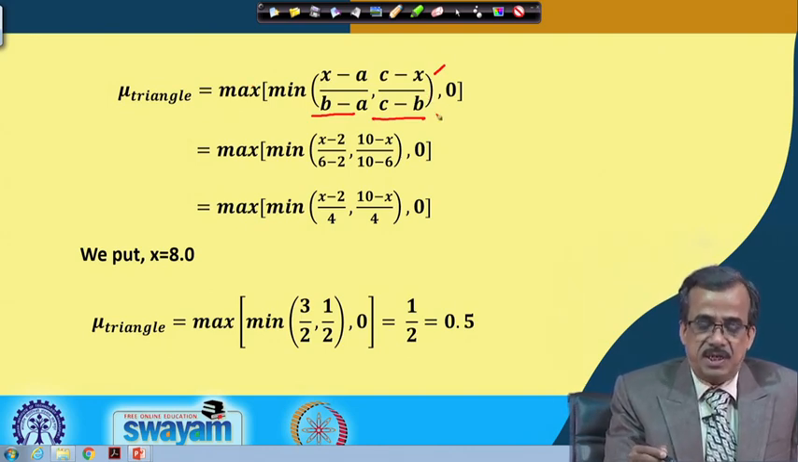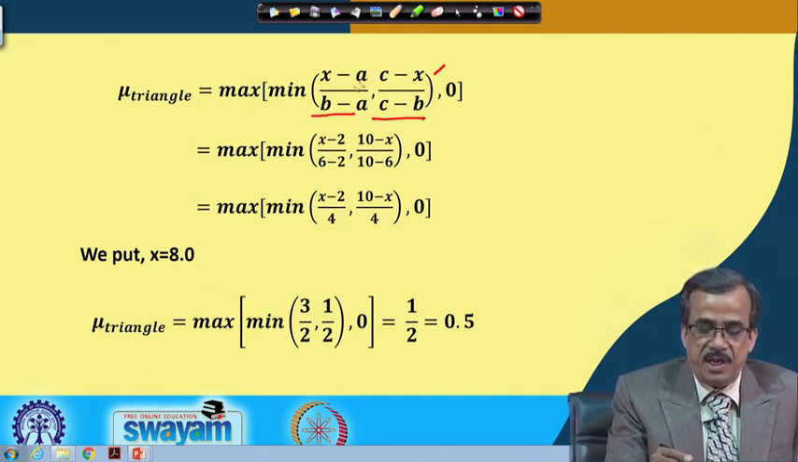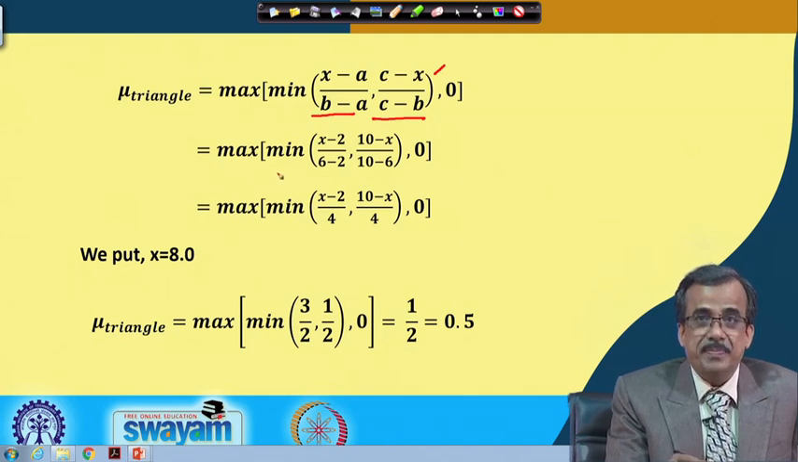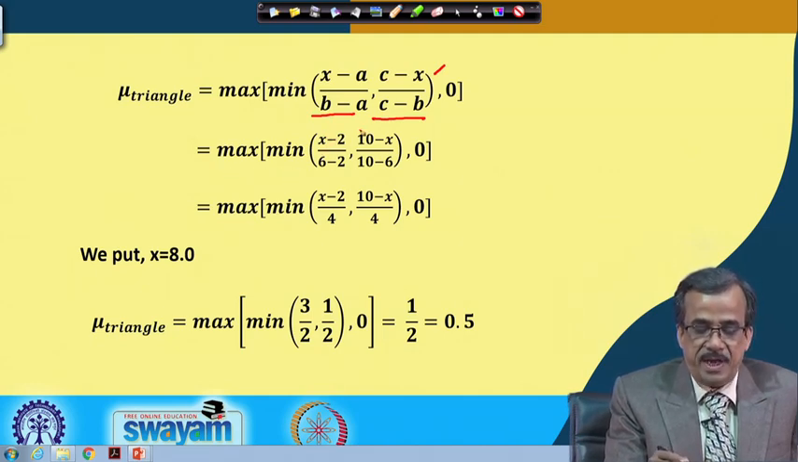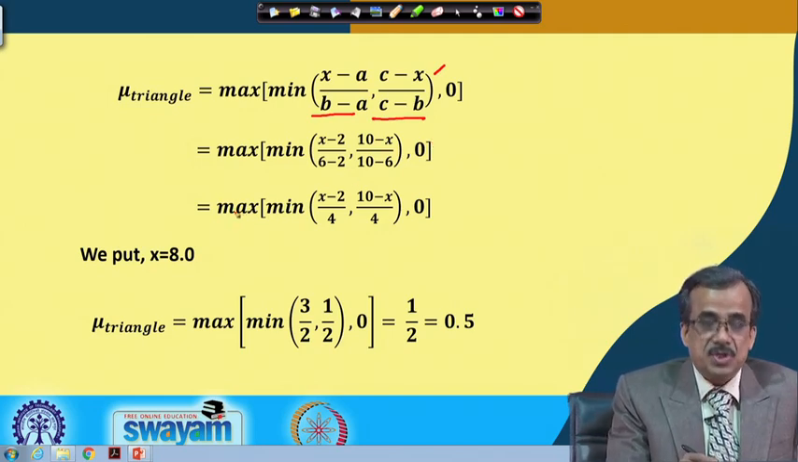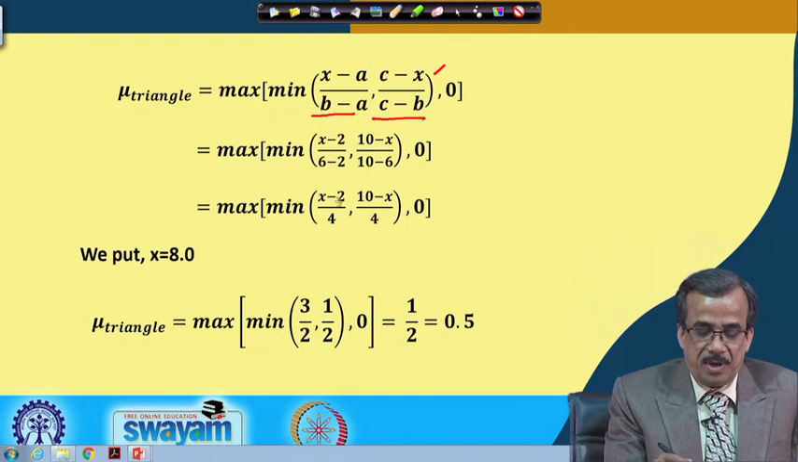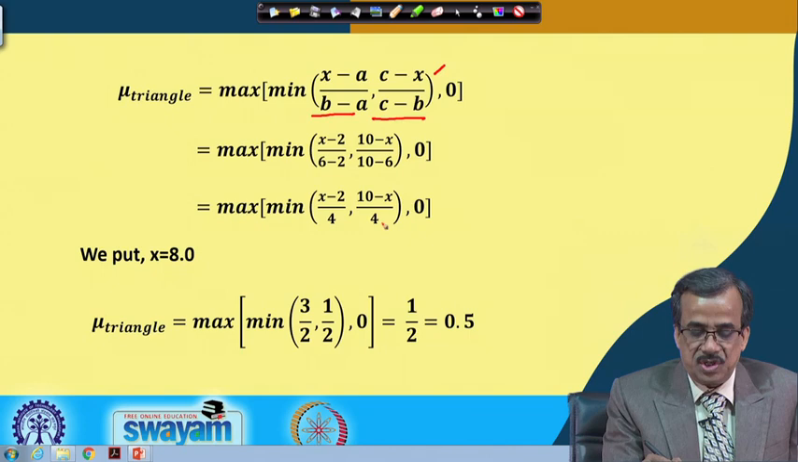Now, let me insert the values for a, b and c. Substituting the values for a, b and c, we get the maximum between the minimum of (x minus 2) divided by (6 minus 2), where b equals 6 and a equals 2, comma, (10 minus x) divided by (10 minus 6), where c equals 10, comma 0. If we simplify, this can be written as the maximum of the minimum between (x minus 2) divided by 4, comma, (10 minus x) divided by 4, comma 0.